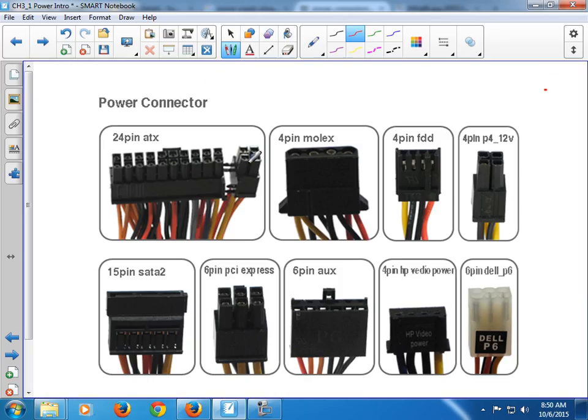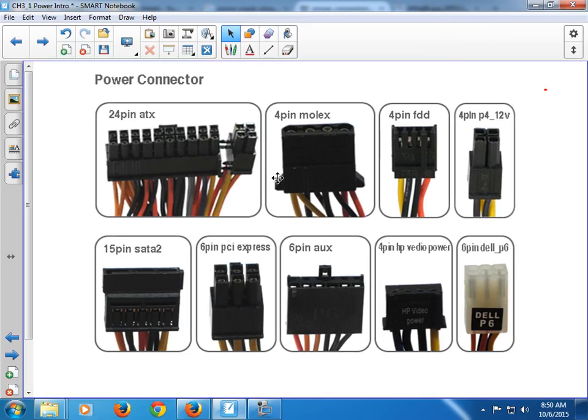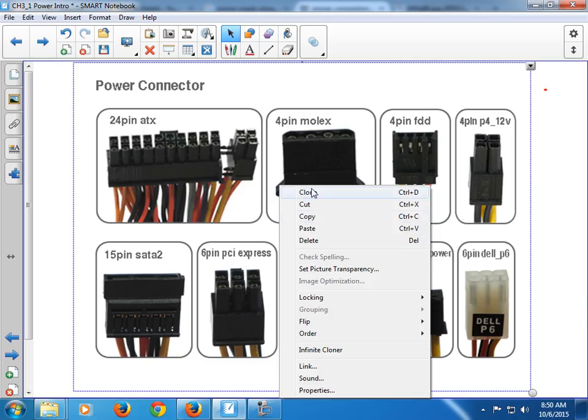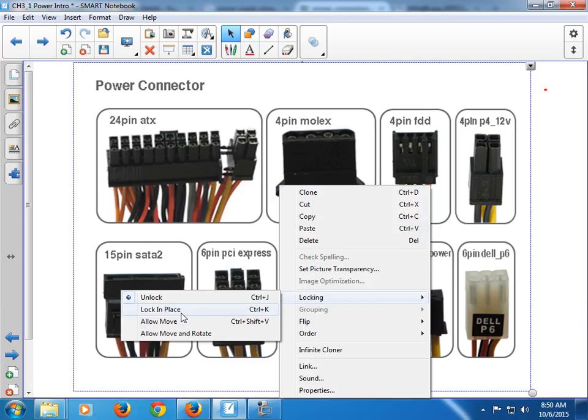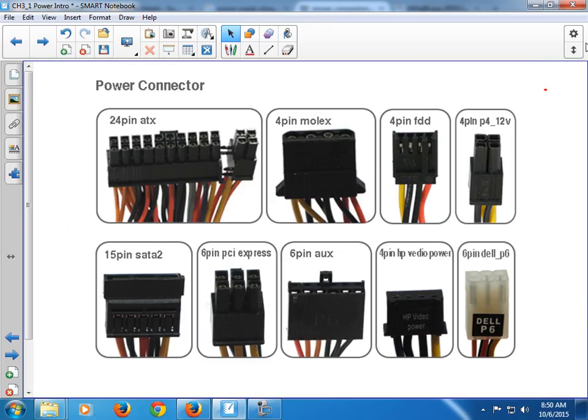Okay, so I like this picture. We'll use this picture instead. So here are the end plugs of a bunch of different plugs that you can have on your power supply. Lock in place. There we go. Okay, now I can draw it.